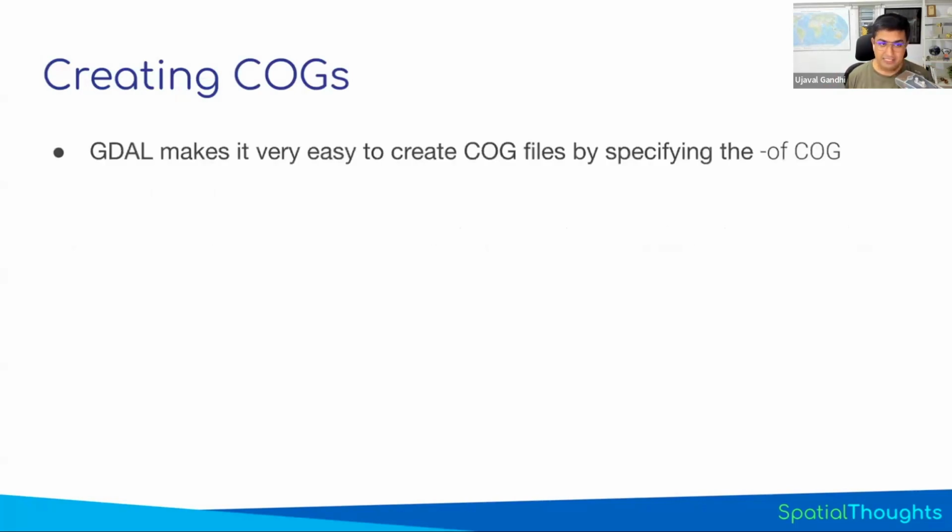How do I create a COG from my existing data set? I have some aerial imagery, satellite imagery, elevation data. How do we create it? Well, the best way to create a COG is using the GDAL commands.